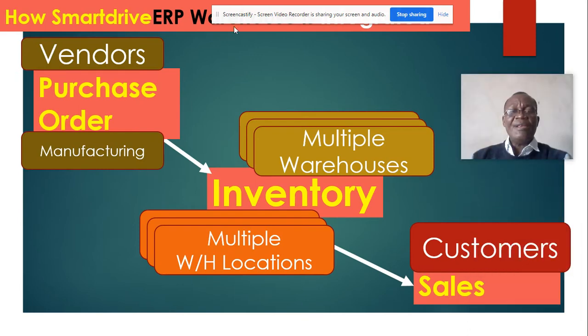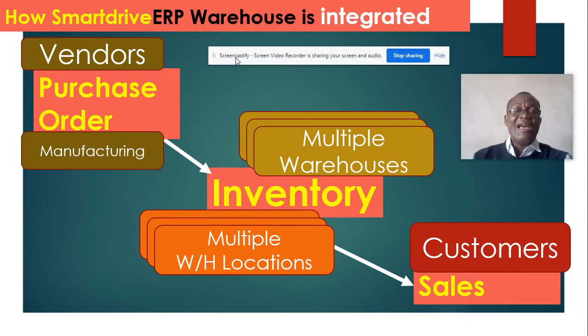Now, this is what the Smartdrive ERP warehouse actually does. It is an integrated warehouse system. It drives the business from manufacturing. If you are a manufacturing company, you actually need this software. It drives from where the purchase order is raised. It also manages the vendors, and then everything gets into inventory.